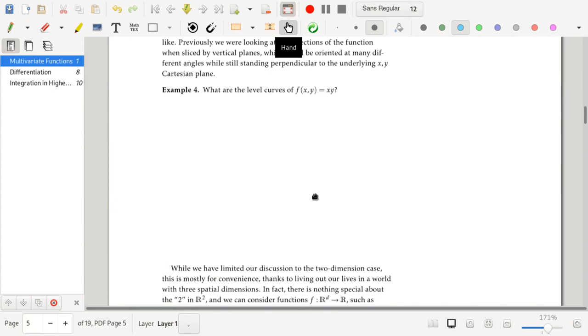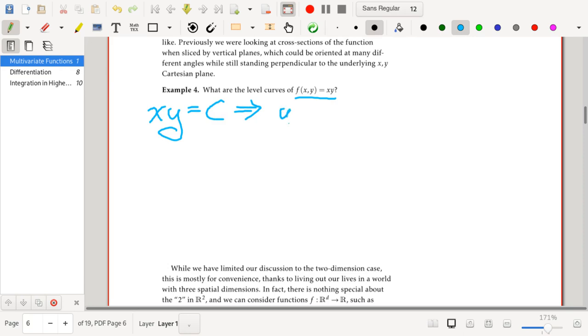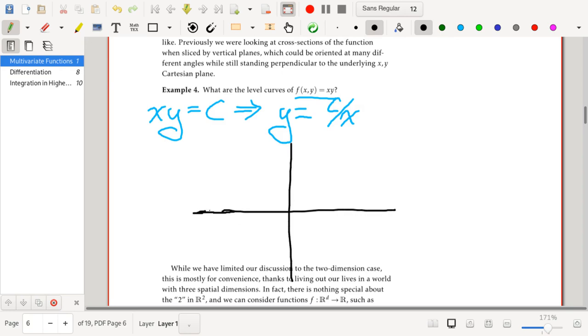Let's see another level curve for another function, f(x,y) equals xy. So we say xy is equal to a number c, which means if we're going to plot a level curve, y is equal to c over x. If we say c equals 0, that corresponds to either x or y being 0. So the level curve is actually not quite a function. It's this cross. This cross corresponds to c equals 0.